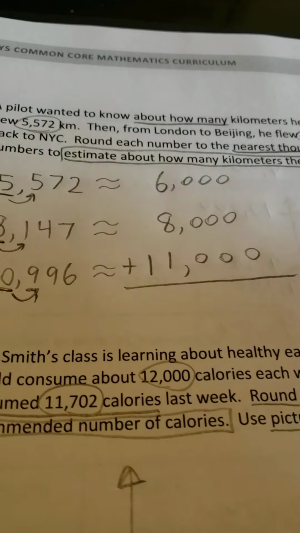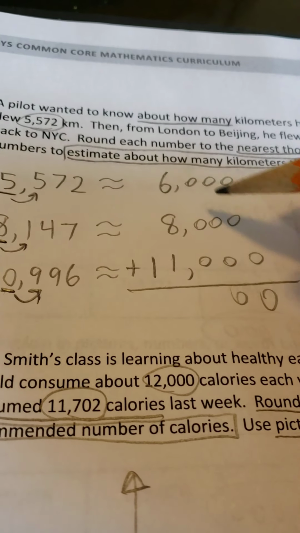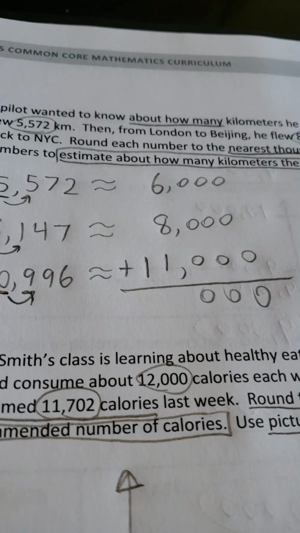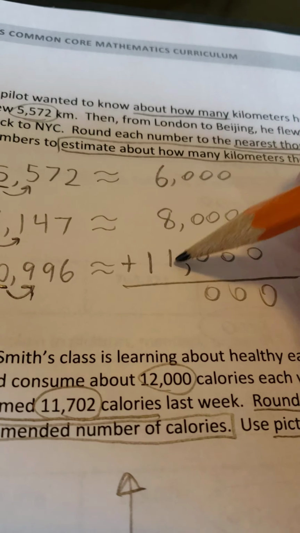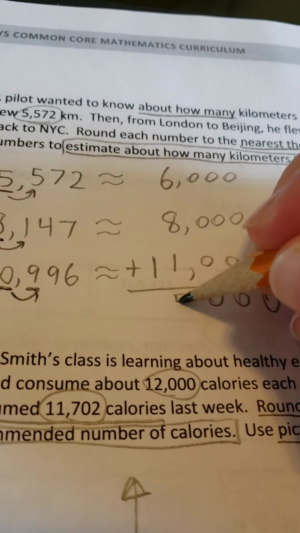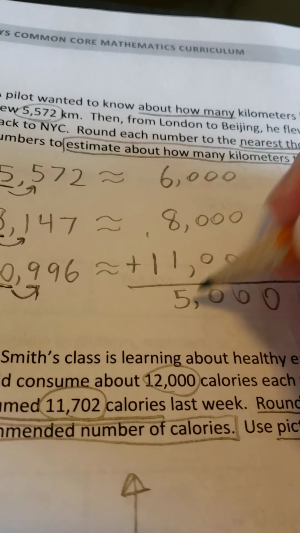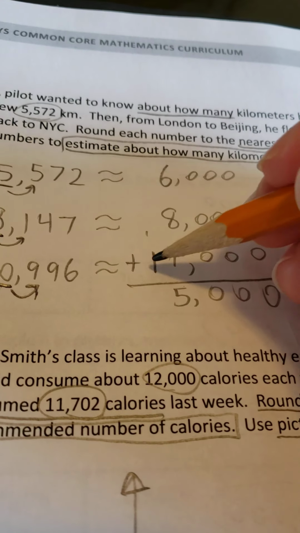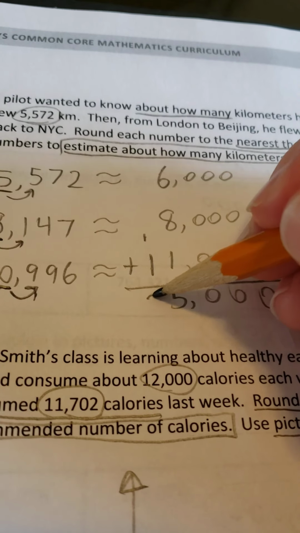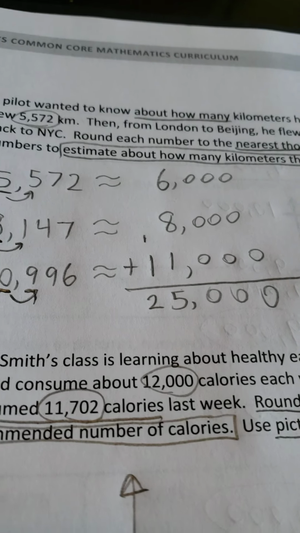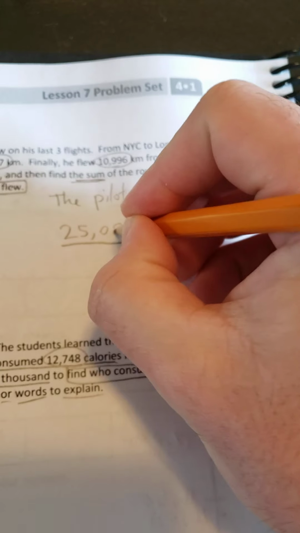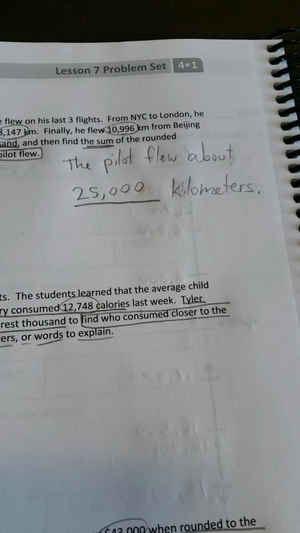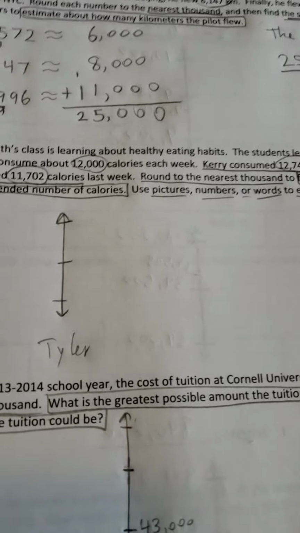Okay, so the zeros, these are all going to be zeros. 8, 9, 10, 11, 12, 13, 14, 15. So 5 here, carry the 1, and bring the comma down right there. 1 plus 1 is 2. So our answer should be the pilot flew about 25,000 kilometers. All right, next one.